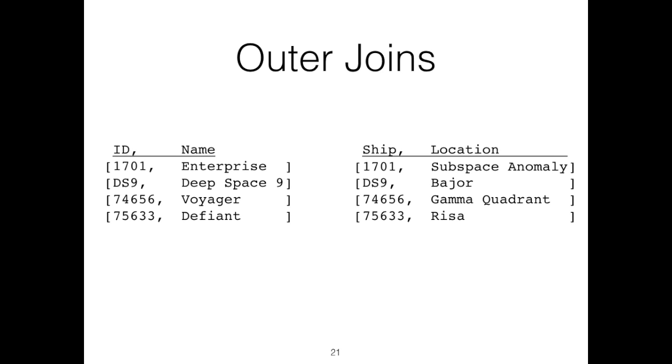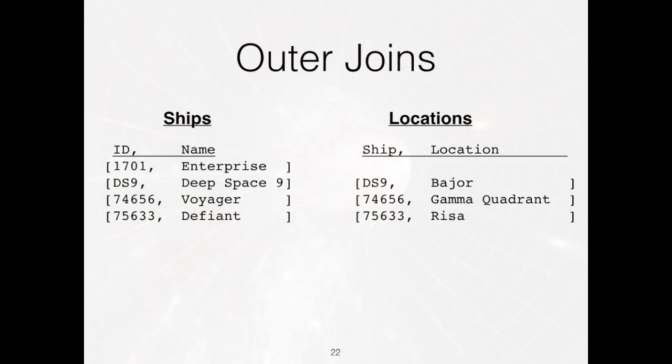All right. Last bit of relational algebra, and this is something that you're not required to implement, but it is something you're required to know. It is both in relational algebra and SQL, something called an outer join. So I have here two relations, one giving me a list of ships with their IDs, and one giving me a list of locations for each ship. Now you'll note that ship 1701 is near a subspace anomaly. Now what happens when there's a ship near a subspace anomaly? It goes poof.